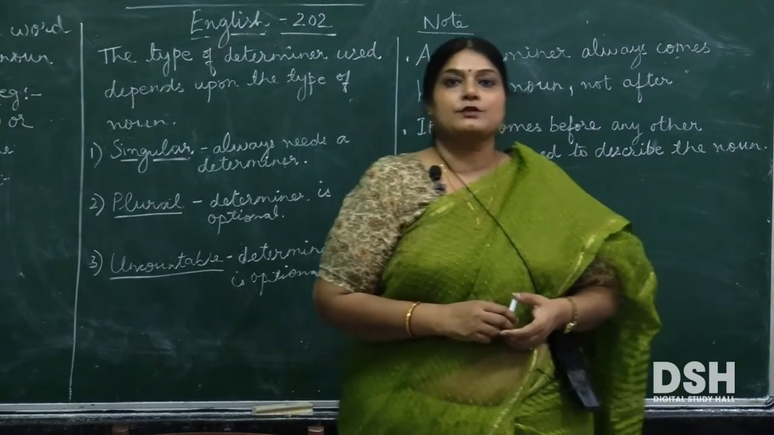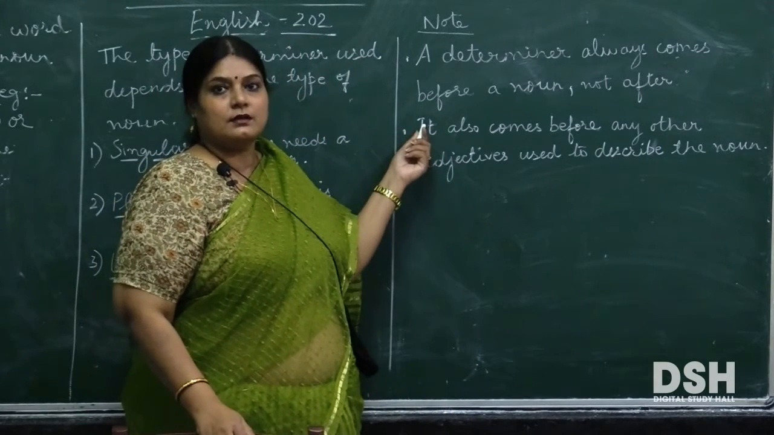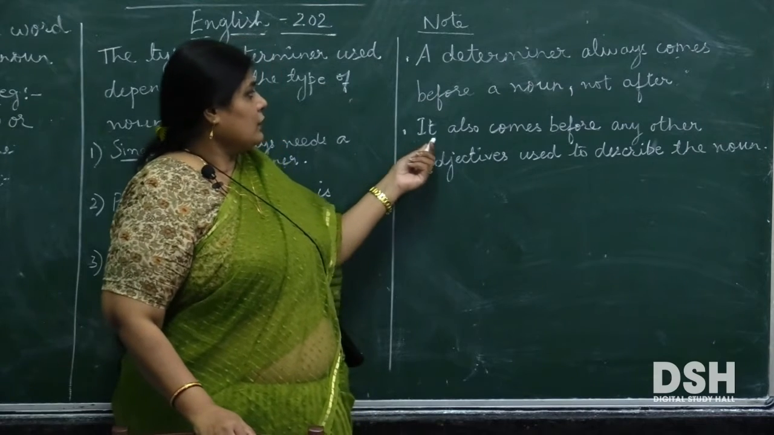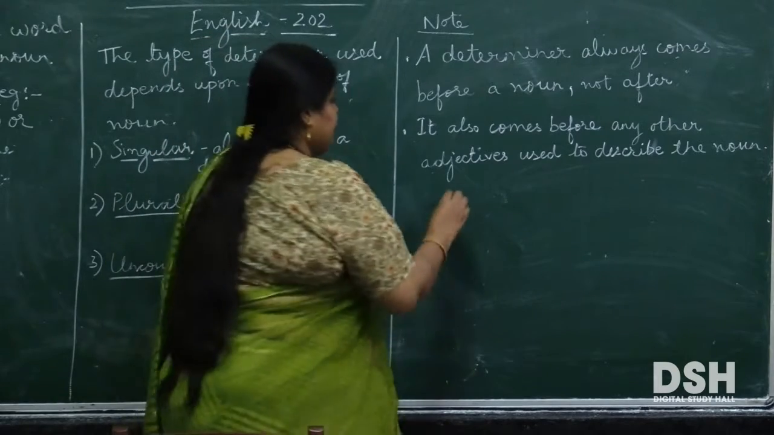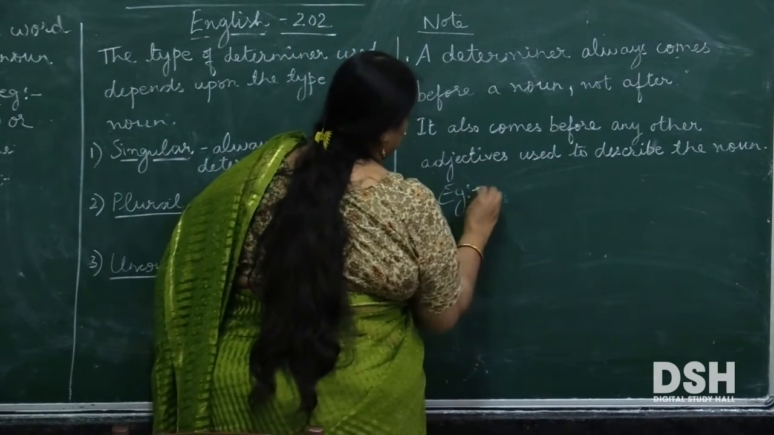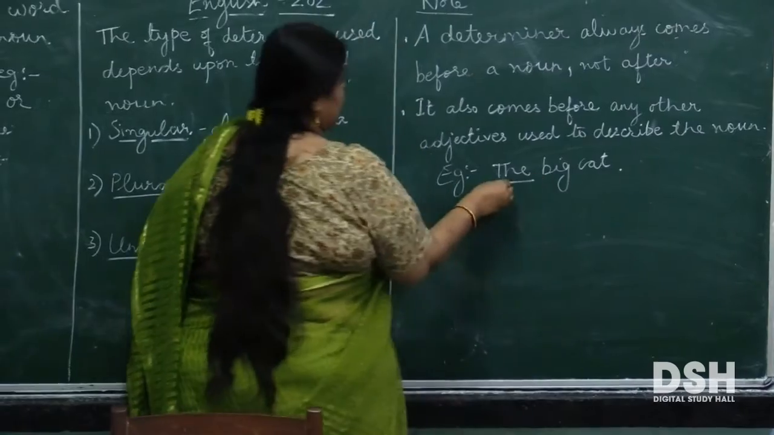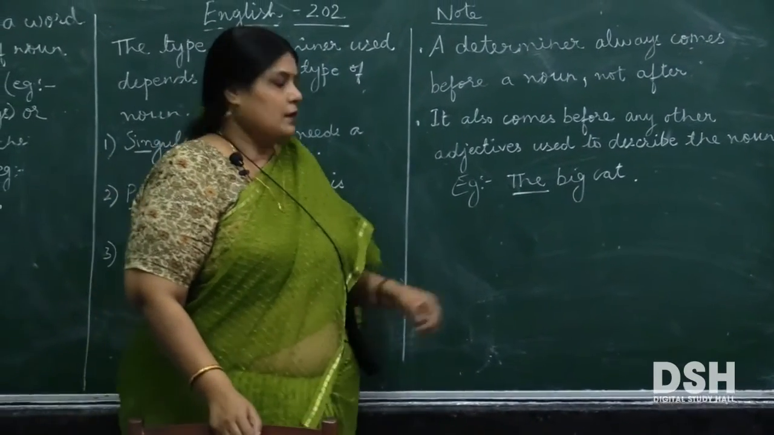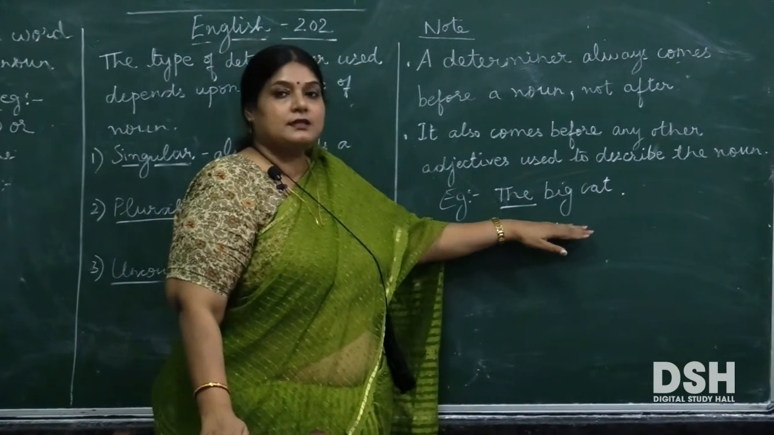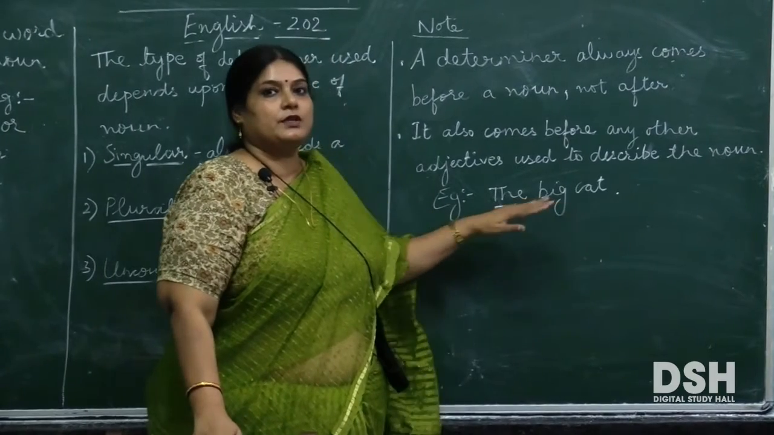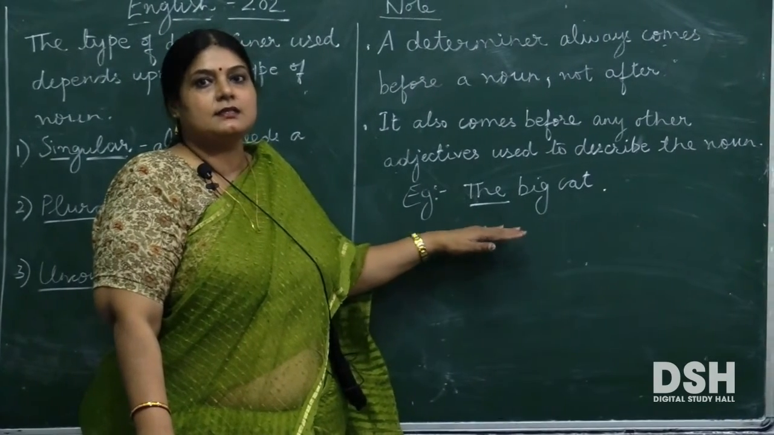Now, something very important to be taken care of here: first, the determiner always comes before the noun. Second, it also comes before any other adjectives used to describe the noun. For example, if we write the big cat, here the determiner is the. Big is the word which is describing the cat, but before the describing word, the adjective, or the noun, there is the. And the here, this article, is acting as a determiner in this sentence.